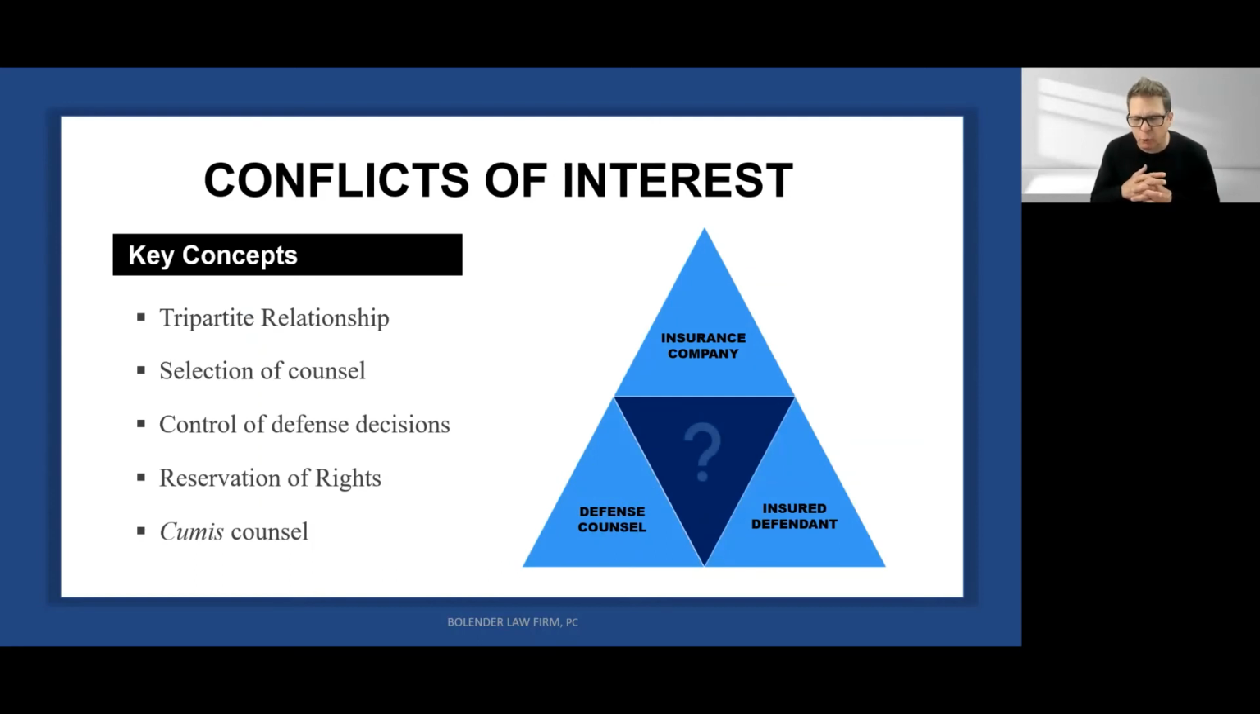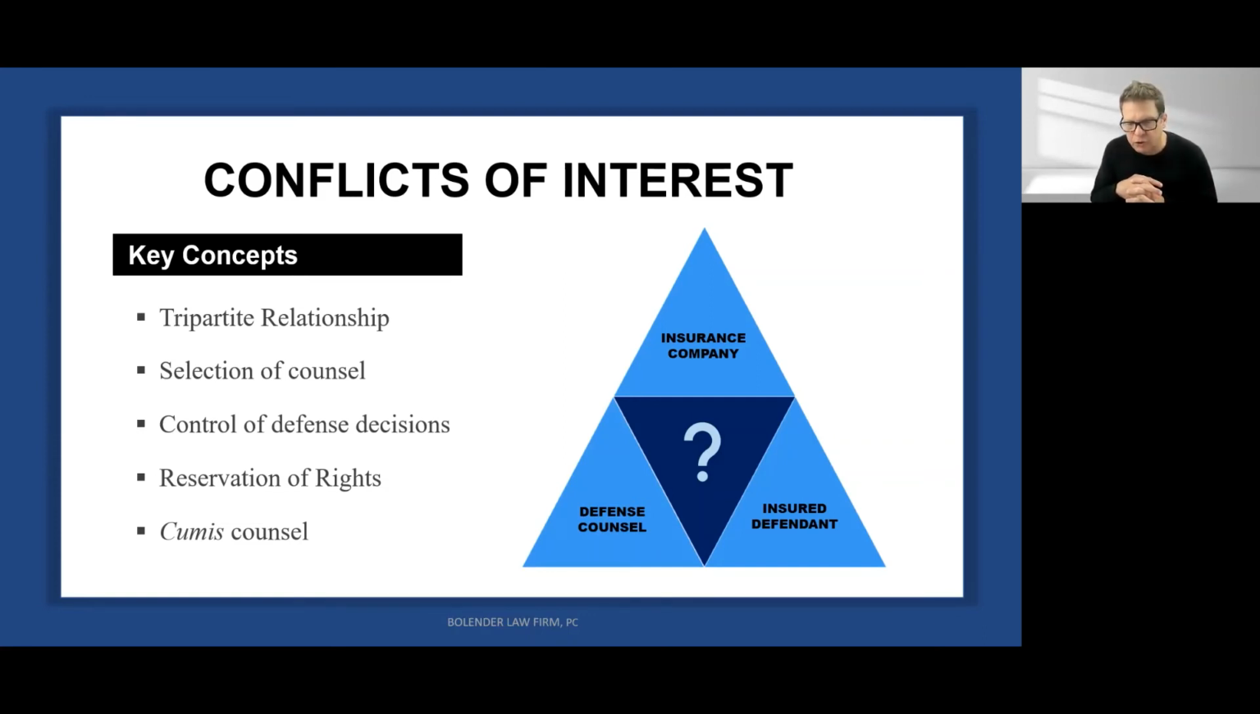When insurance companies agree to defend, they customarily select and retain an outside law firm to defend the policyholder. These firms are sometimes referred to as insurance defense firms. This creates a three-way arrangement known as the tripartite relationship. The insurer pays the defense counsel to defend the insured defendant. Sometimes these attorneys are referred to as being on the insurance company's panel counsel, defense counsel.